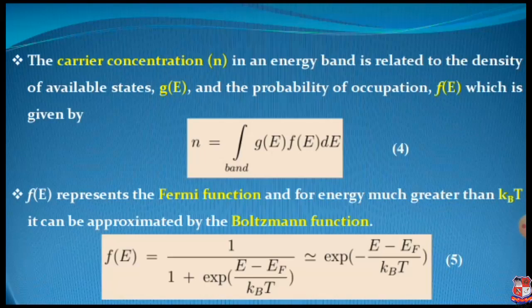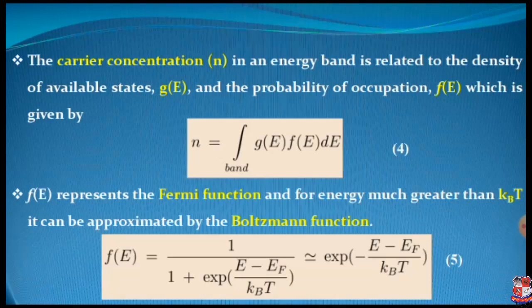The carrier concentration of electrons, that is small n, in an energy band is related to the density of available states, denoted as G of E, and the probability of occupation, that is F of E, which is given by n is equal to the band integral of G of E F of E dE. That is equation number 4.